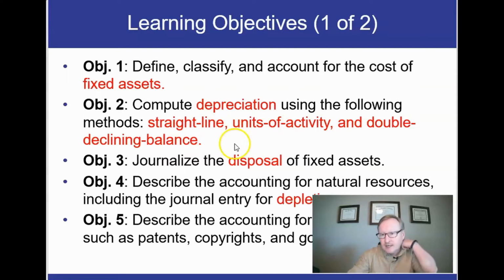And then the double declining balance, you can read about that. That's an accelerated depreciation method. And it is used in business many times.